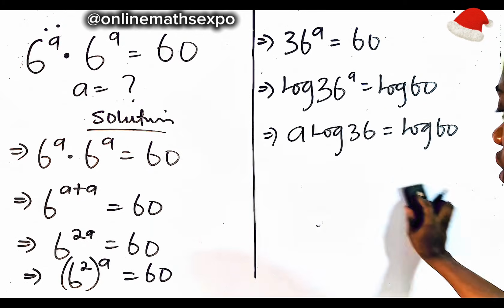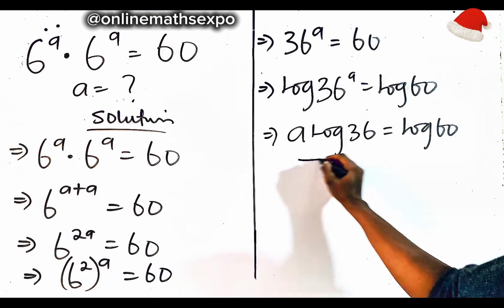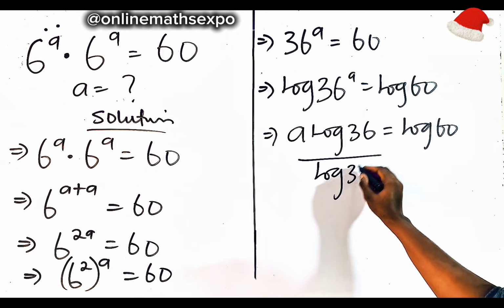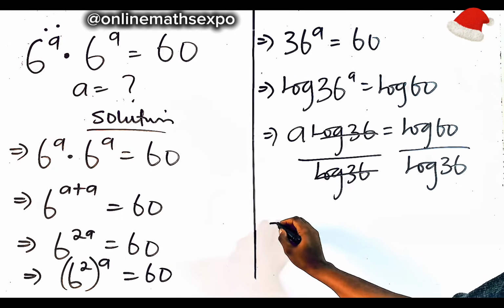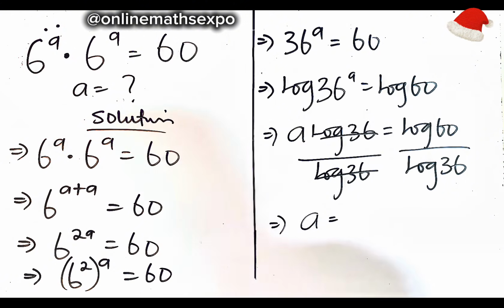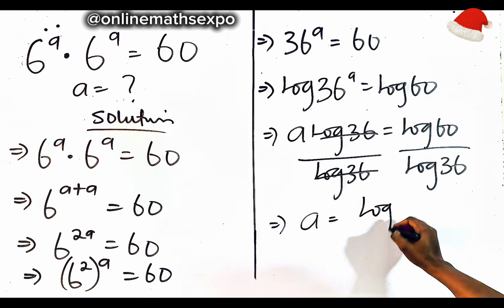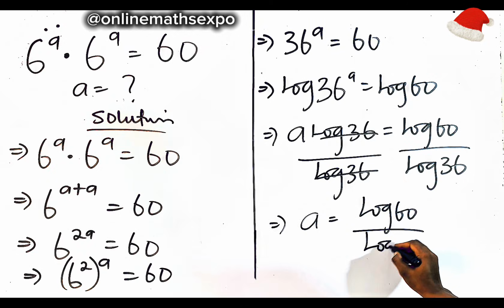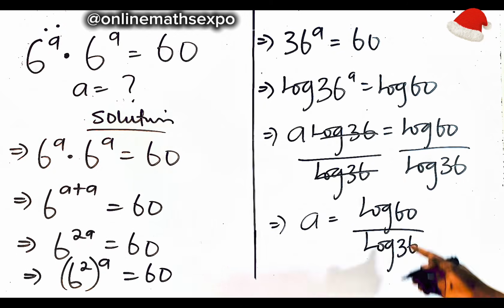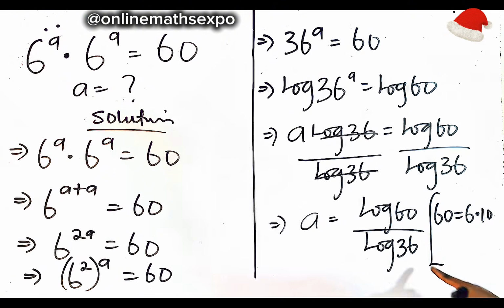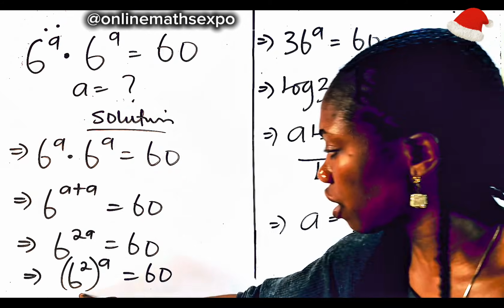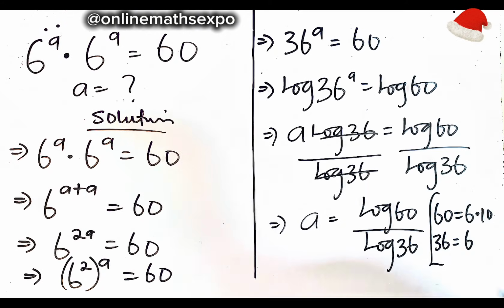Now what do you do at this point? We are going to divide because we want to get a. So divide by log 36 and do same here. So this cancels. So we now have a is equal to log of 60 divided by log of 36. Now at this point, remember quickly that 60 is 6 multiplied by 10 and 36 is 6 multiplied by itself. From here, you see that it's 6 squared. So we can still rewrite it as 6 squared to help us to solve.